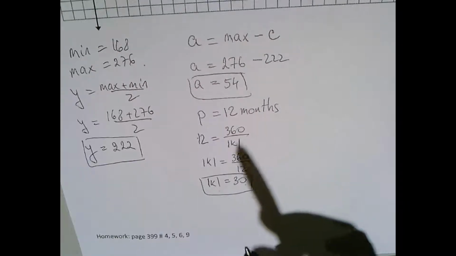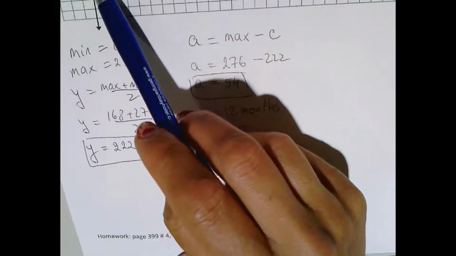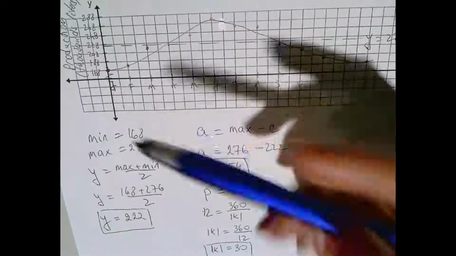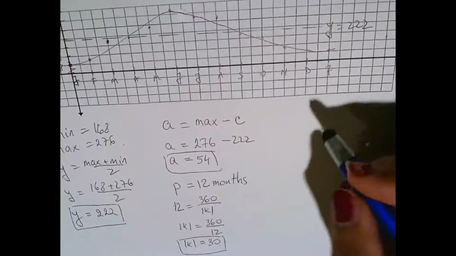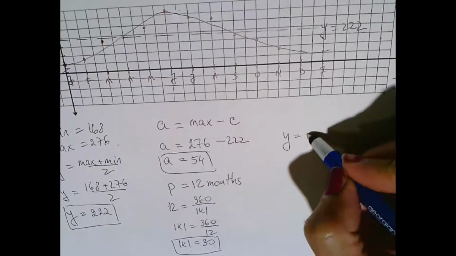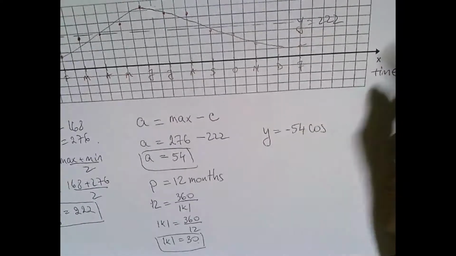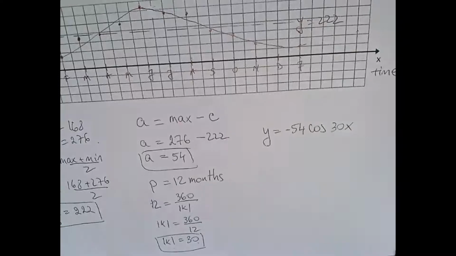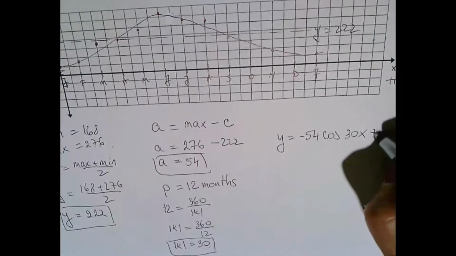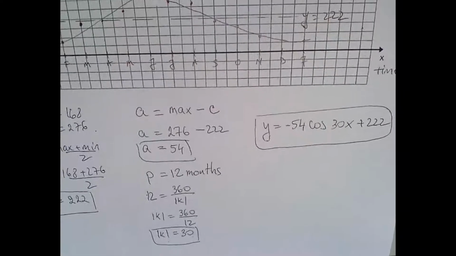And then we have to decide: are we going to do sine or cosine? The easiest would be, of course, cosine because it starts at the trough. So cosine with a reflection in the x-axis. So I will have y equals a, which will be negative 54, cosine of k, which is 30x. I have no shift because it's already on the y-axis. And then plus 222. And this will be my equation for this graph.